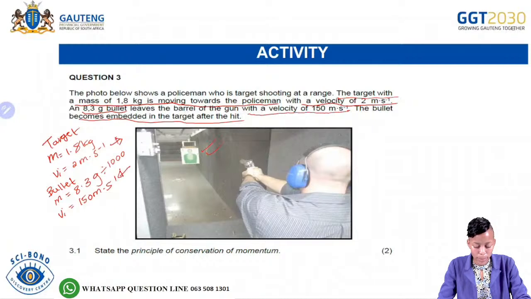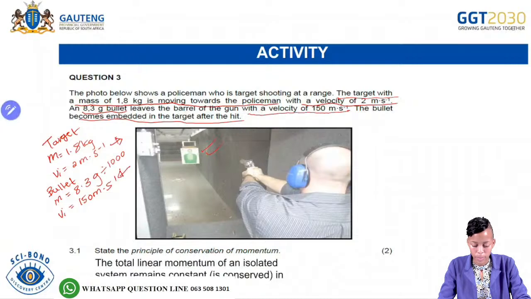3.1 now says state the principle of conservation of momentum. It says the total linear momentum of an isolated system remains constant, or is conserved, in magnitude and direction. So again, remember to write your definitions according to the examination guidelines.